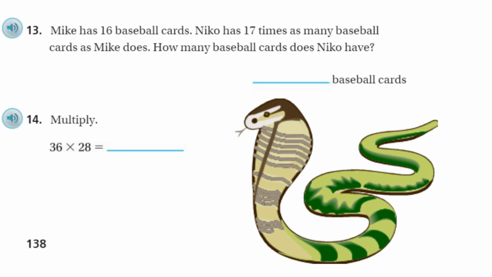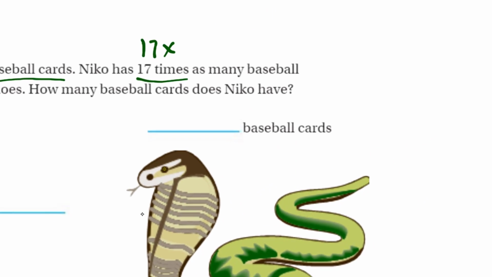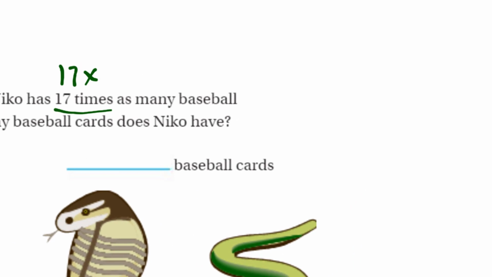That was pretty sneaky. Anyway, 13 says, Mike has 16 baseball cards. And it says Nico has 17 times as many baseball cards as Mike does. Key words there: 17 times. How many baseball cards does Nico have? He's got 17 times his amount. So we have 17 times 16.